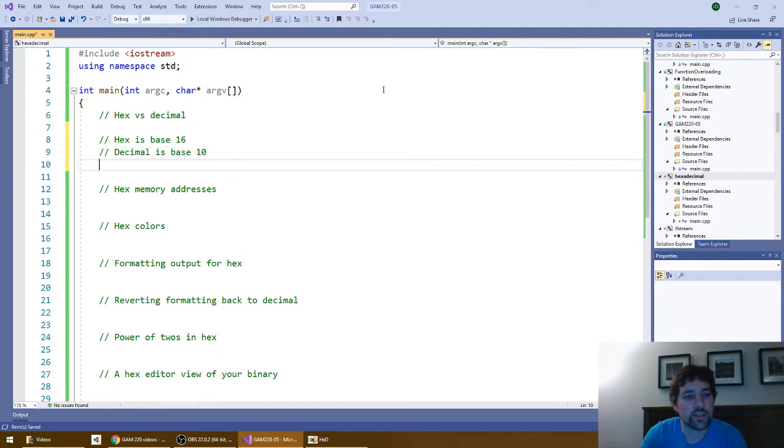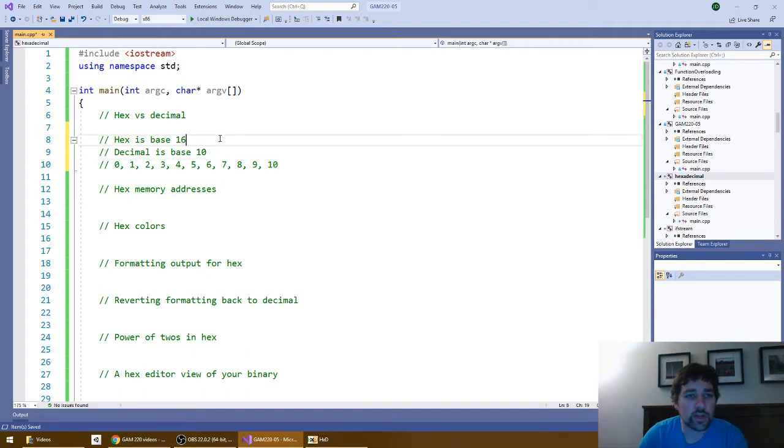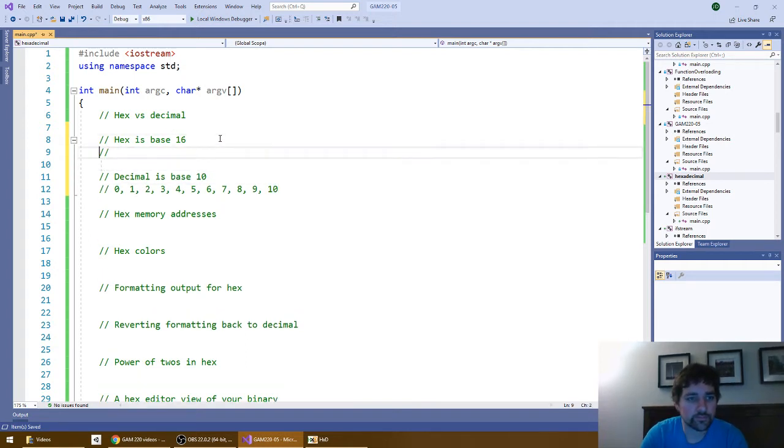That means when you count in decimal, you go 1, 2, 3, 4, 5, 6, 7, 8, 9, and then 10. So you have 10 different values for a single digit, and then once you exhaust all of those values counting up, you have to use 2 digits. For hexadecimal, you have 16 different values for a single digit.